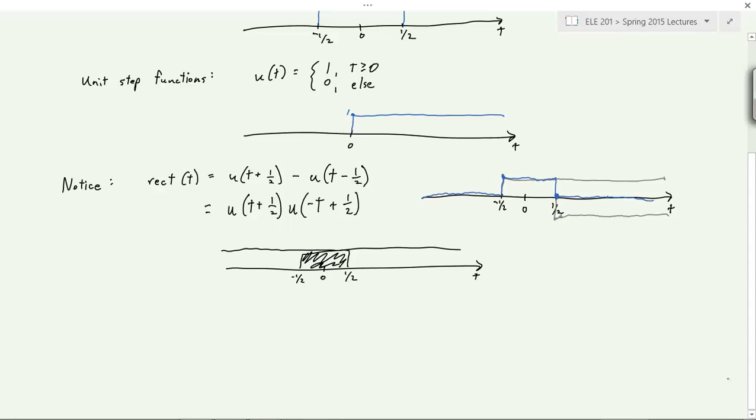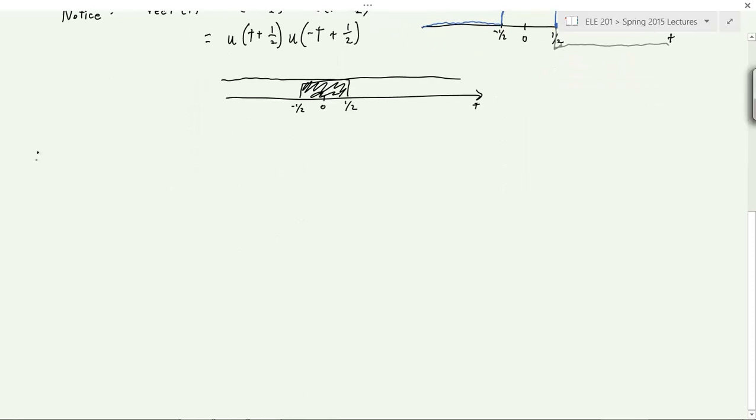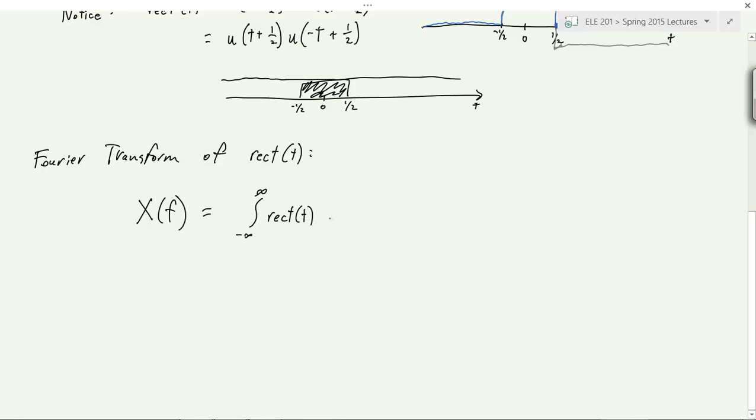Now, let's now do the Fourier transform of this rect function that we've defined. Okay, so the formula I gave last time said that X of f should equal an integral over all time of the function we're interested in. In this case, it's rect t times e to the negative i 2 pi f t, integrated over t. So that's the Fourier transform.